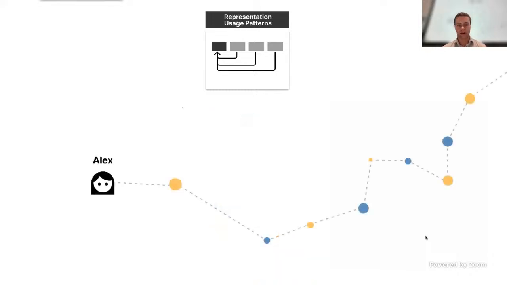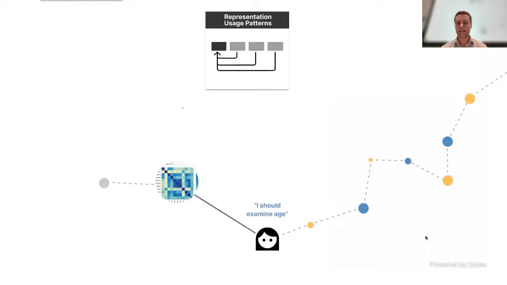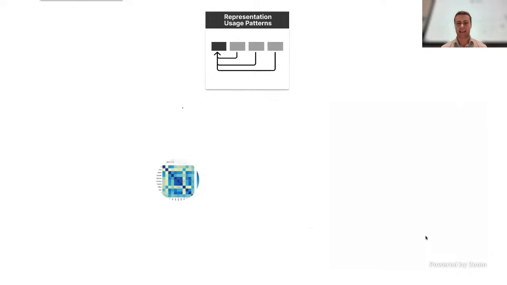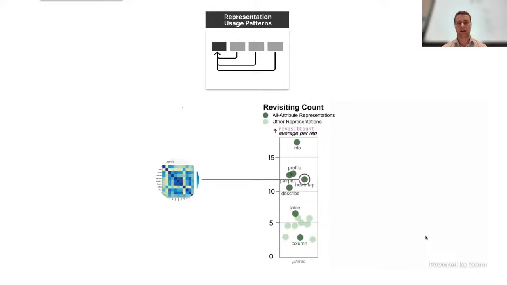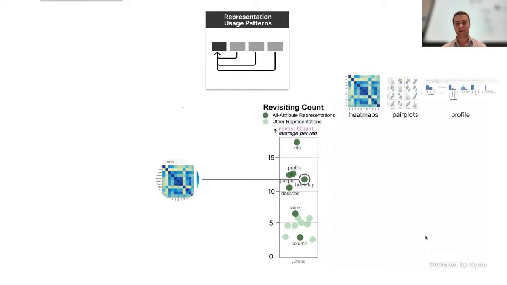Let's take an example of Alex. So inside of this case, Alex once again created that heat map and then consistently revisits the heat map throughout Alex's analysis. The heat map is one example of what we refer to as all attribute representations. These are representations, as you might have guessed, that display information about all of the attributes inside of someone's data frame.